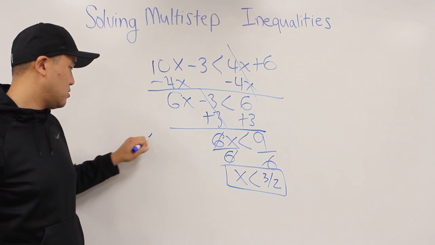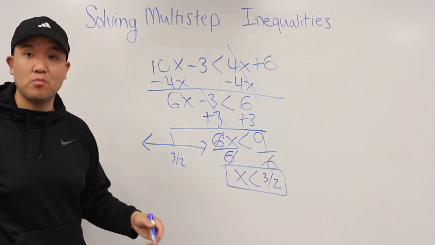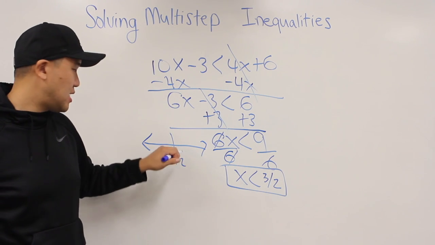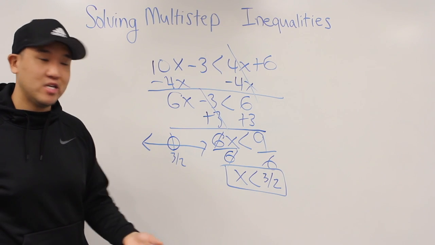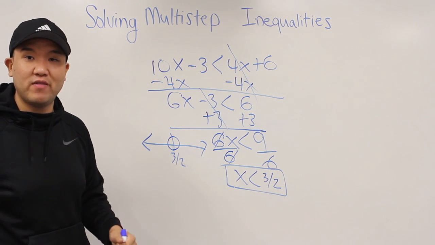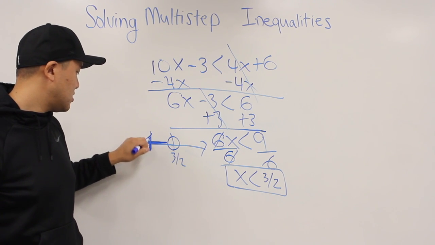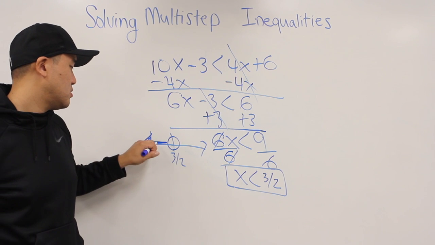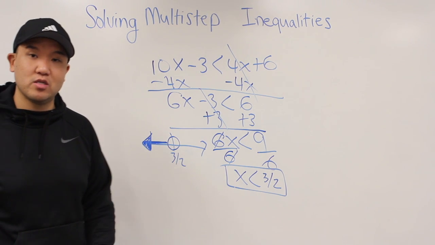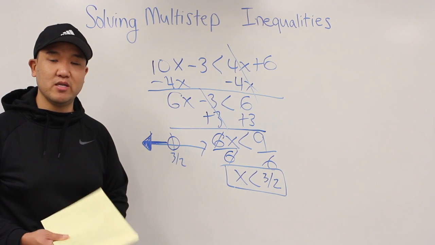Let's graph it. 3 over 2 is here. 1.5. Open dot or closed dot? Open, because it's not equal to. X is less than, what are values less than 1.5 or 3 halves? 0. 0 is on this side. So I'm going to go here. So anything to the left side is a solution. So this is a multi-step problem. Lots of steps, variables on both sides.